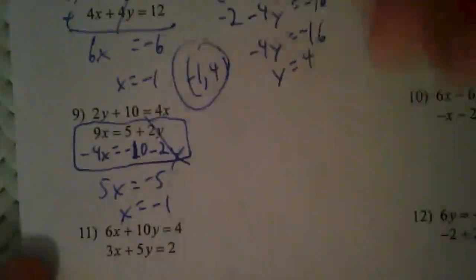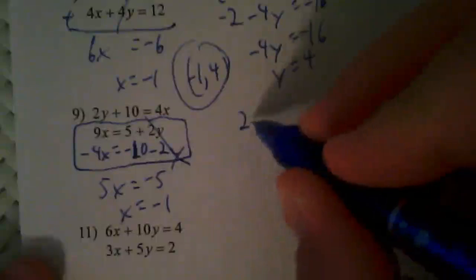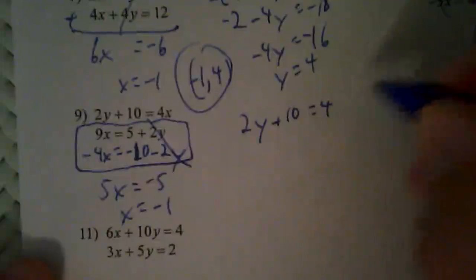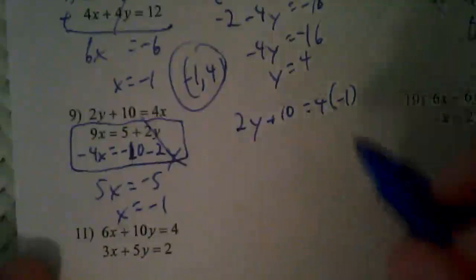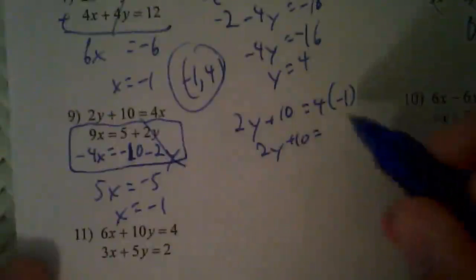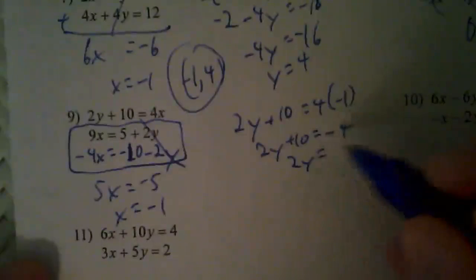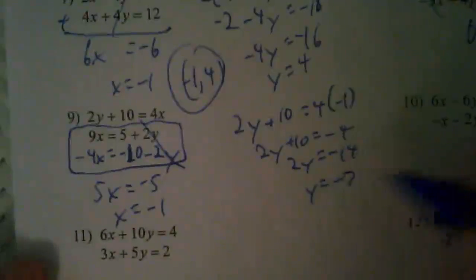For y, plug it back in. Doesn't matter which one. I'm just going to go all the way back to the original. 2y plus 10 equals 4 times -1. 4 times -1 is -4. Subtract 10, you get -14. Divide by 2, you get -7.